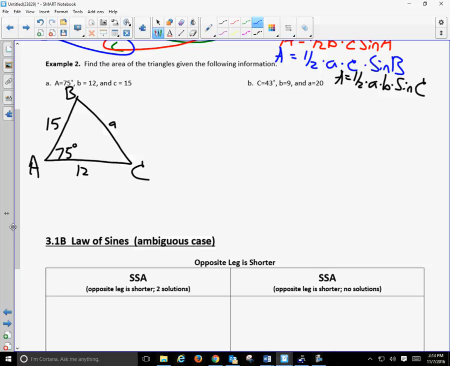Here's all you have to do. Forget about the A, B, and C. If you're given a side angle side situation, which means two sides, do you have the angle between the two sides? Yes. So all you have to do is say the area is equal to 1/2 times both sides, 12 times 15, then times the sine of the included angle. That's it.